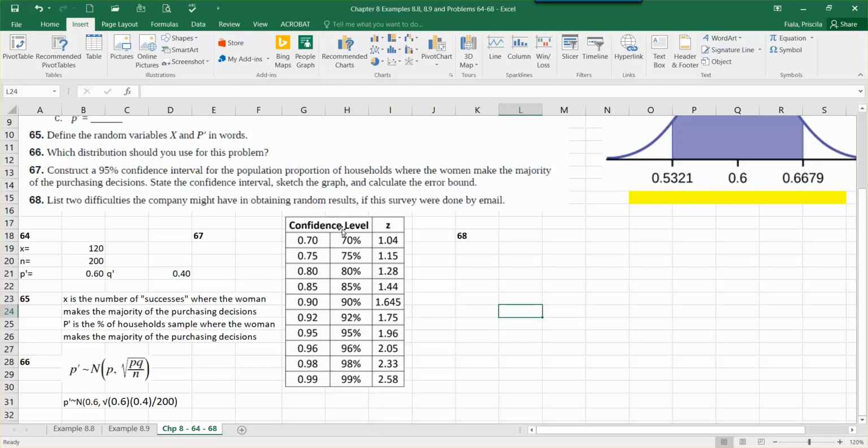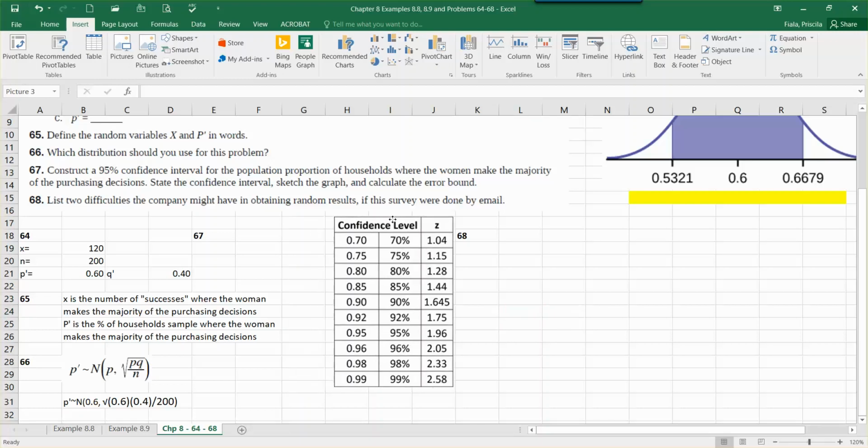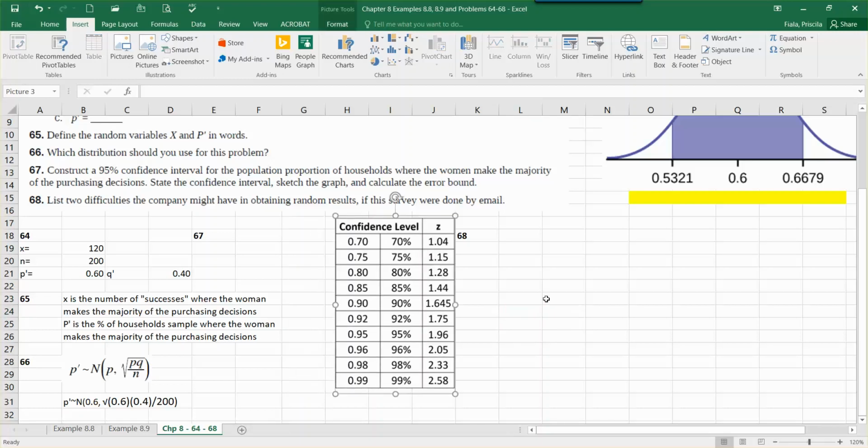67, you're not asked to solve it. I am going to go over it so you can see that it's really not complicated. Now that we learned so much how to calculate the confidence interval, you should be used to it.